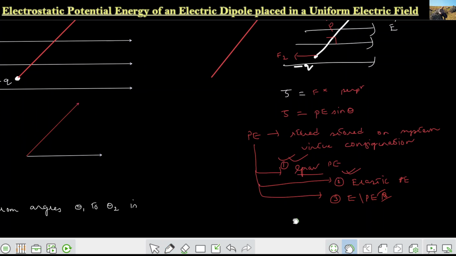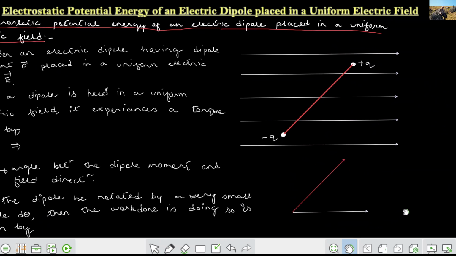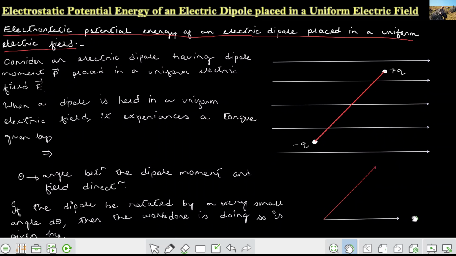Now, when you place this electric dipole in a uniform electric field, it will experience a torque. Let us place this electric dipole consisting of charges minus q and plus q in a uniform electric field E. We know that the direction of the dipole moment is always taken from the minus charge to the plus charge. So this will be the direction of our electric dipole moment. In this case, the direction of this P vector is at a certain angle with respect to the electric field vector.